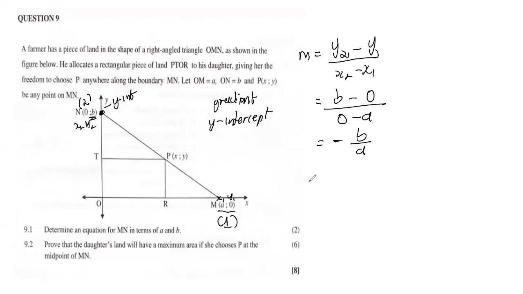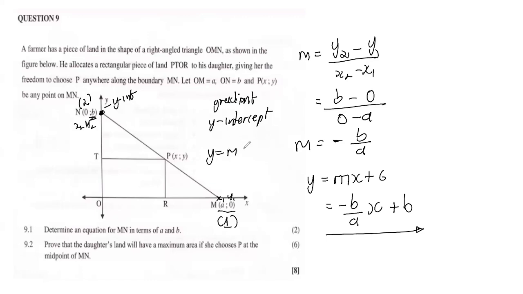Now, to determine the equation, it's y = mx + c. In the position of m, the gradient, we just replace with negative b over a. Then we put x there. And the c here, we know is the y-intercept. The y-intercept is b. And then voila, that's how we have it in the form of y = mx + c. So that determines our equation for MN. That's how we were supposed to calculate that.